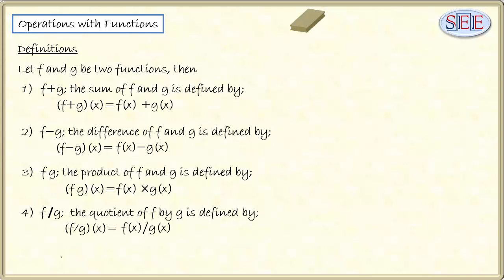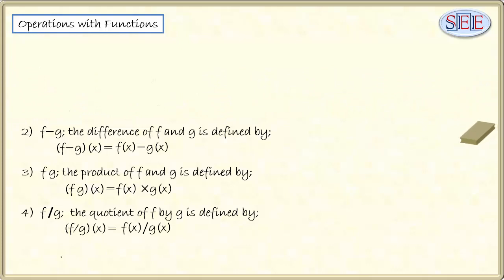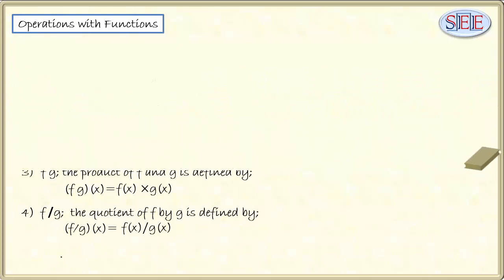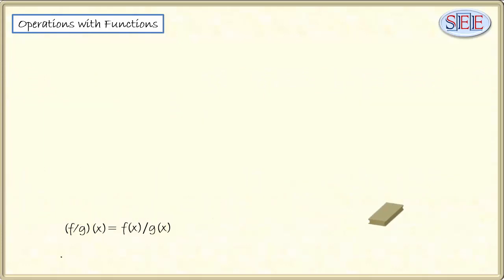So this is what you simply do to perform operations on functions. You will be given two individual functions f and g and asked to find either their sum or their difference, their quotient or their product. Simply make use of these definitions to find the answers. We'll take examples.